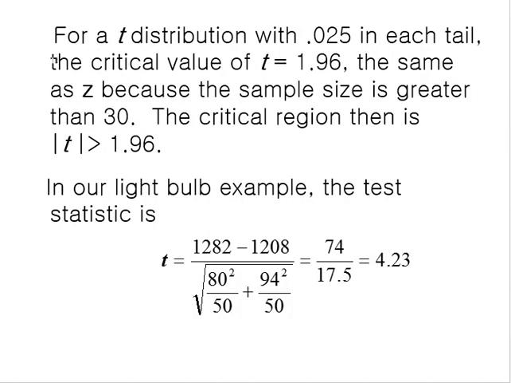For a t distribution with 0.025 in each tail, the critical value of t equals 1.96, the same as z, because the sample size is greater than 30. The critical region then is an observed value of t greater than 1.96 in absolute value.